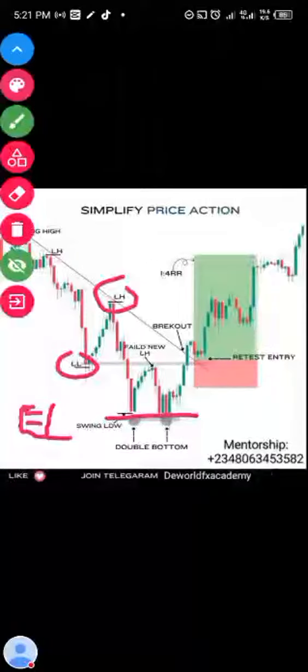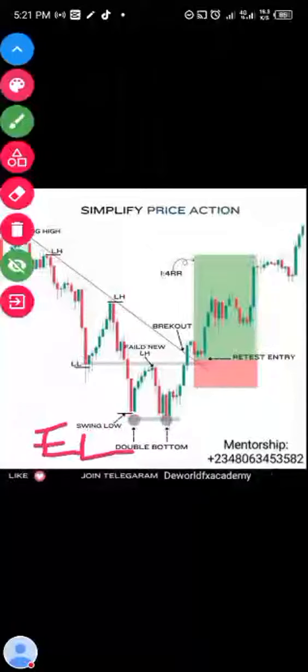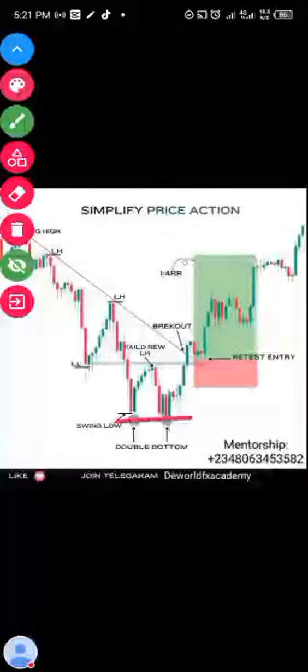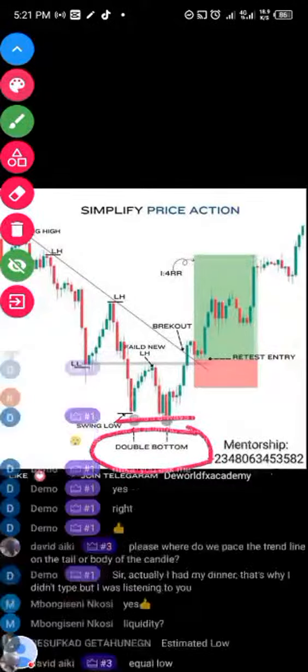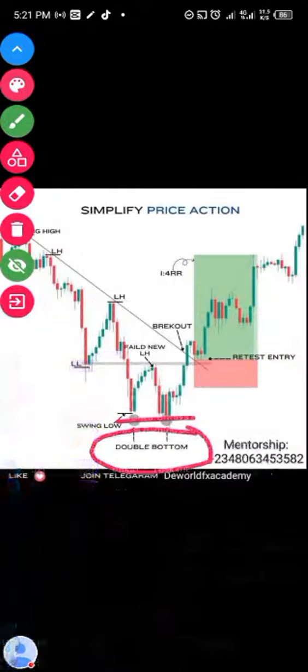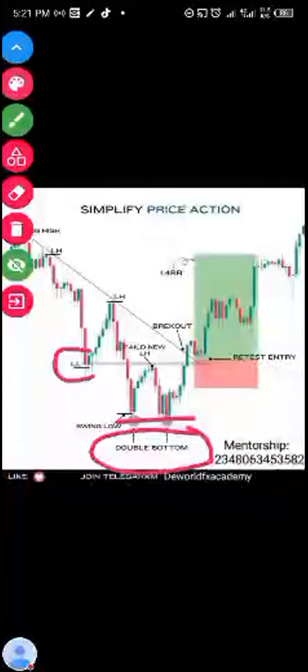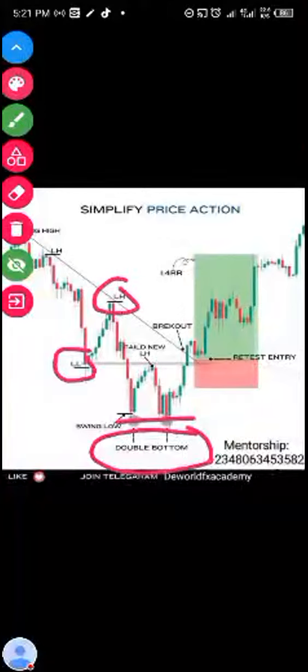Now, EL means that the market gave us equal low. Okay? We have equal low here. So that brings us that the market formed a double bottom. Now, it didn't give us a new lower low outside the lower high, but it gave us equal low, which is a double bottom.